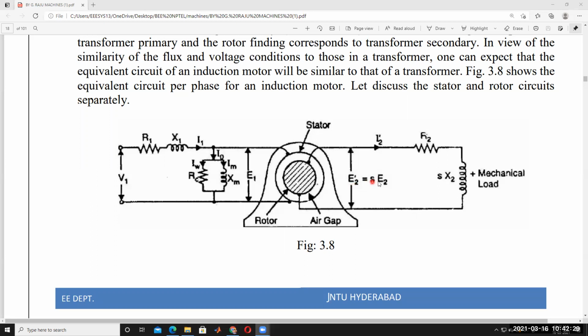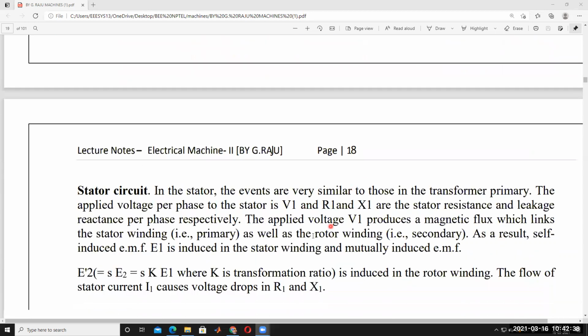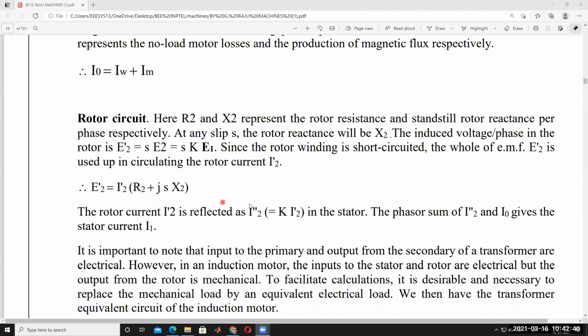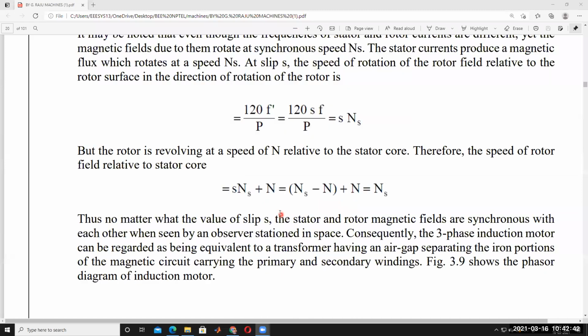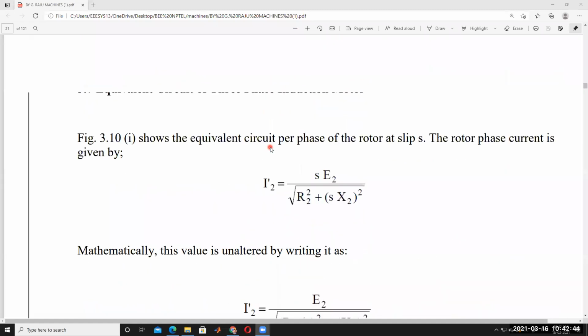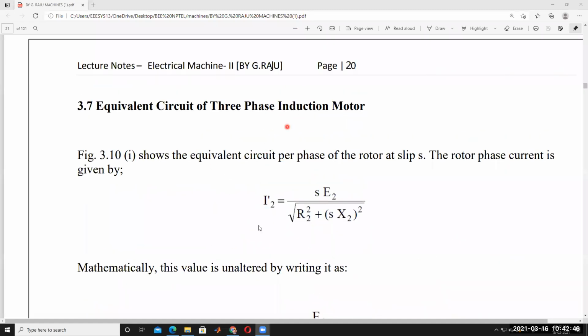Then E2 dash is equal to E2, the EMF induced on the secondary side, called E2. Then it is converted into load. So from the equivalent circuit of the three-phase induction motor, I2 dash is equal to S into E2 divided by the square root of R2 square plus S into X2 whole square.